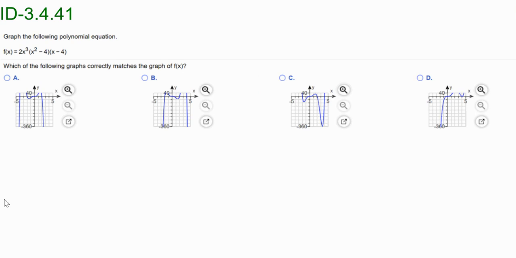Graph the following polynomial equation. Okay, so now we're looking at the factored form of a polynomial, and we're supposed to choose which one of these matches the conditions represented here in the factored form of this polynomial. So being that this polynomial is already factored, it's easy for me to determine where the x-intercepts are, or the zeros of the function.